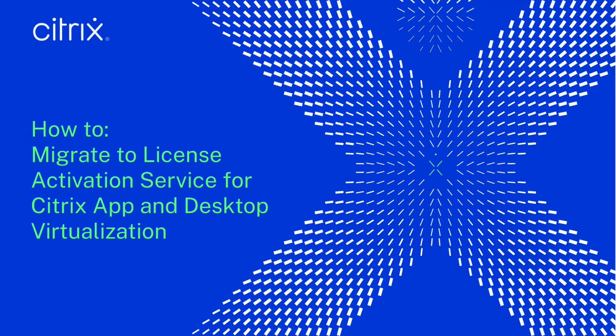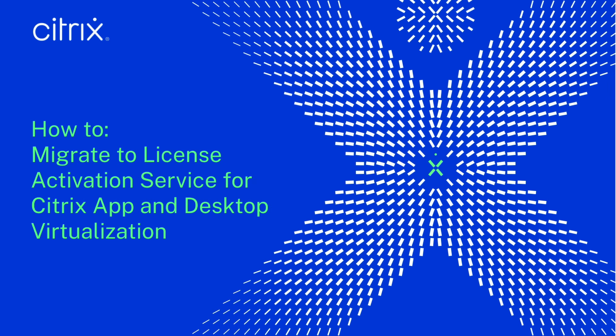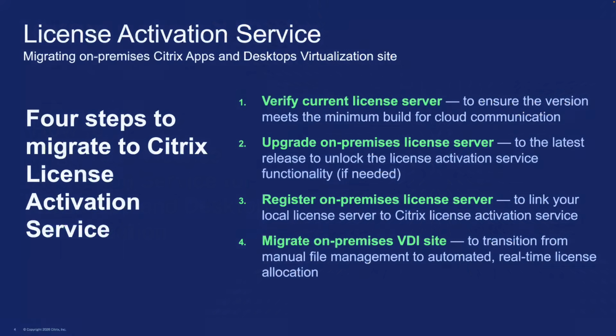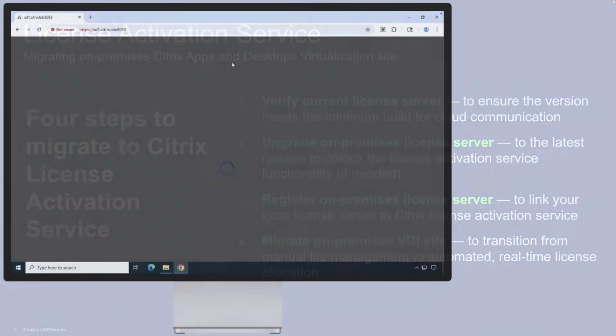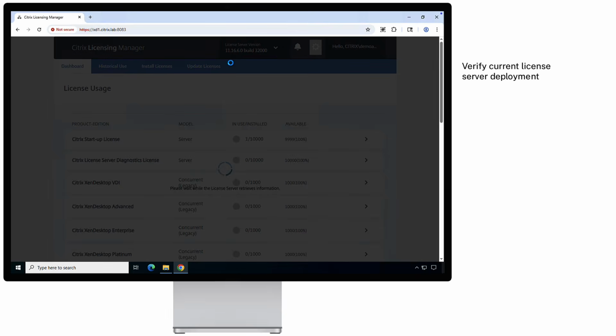In this video, we'll walk through how to migrate an existing on-premises Citrix Virtual Apps and Desktops deployment from a traditional on-prem license server to the Citrix License Activation Service hosted in Citrix Cloud. This migration allows you to modernize licensing without re-architecting your environment while keeping your workloads on-prem. So let's get started. Before making any changes, we need to understand how licensing is currently configured.